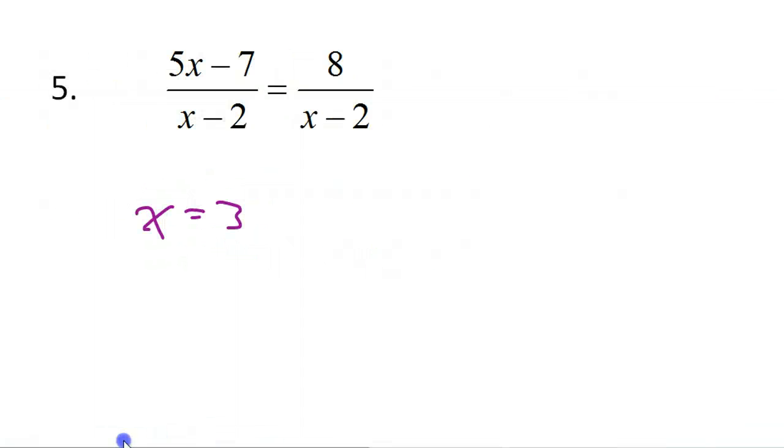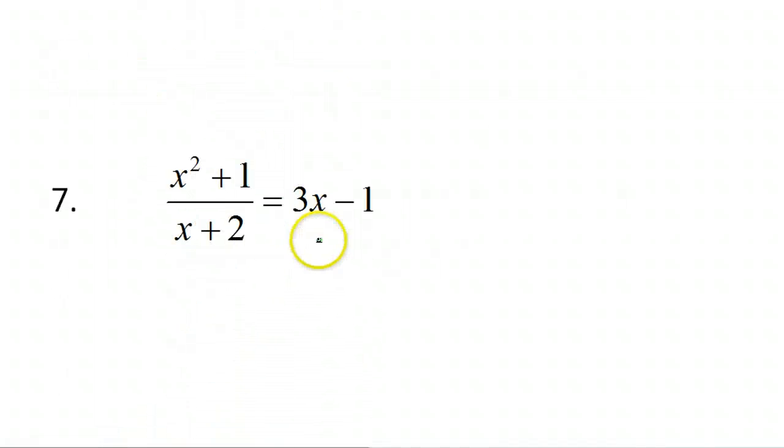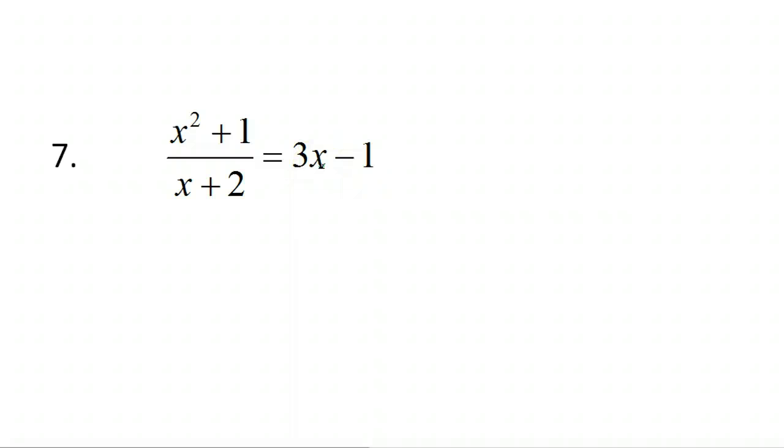Okay. Looking at number 7, WolframAlpha style.